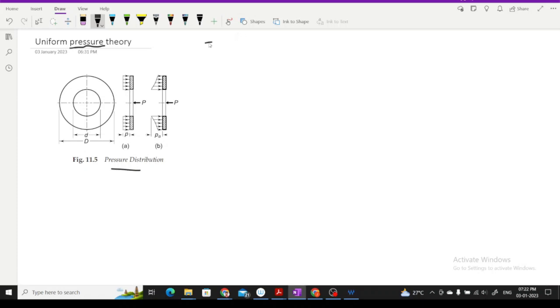Generally for a new clutch, this theory applies. When the clutch is almost new and has just started its function, the force or pressure applied will be the same throughout the area. After some duration or life of the clutch, it is going to be worn out. At that time the uniform wear theory is applied, which is mentioned in this other figure. We will discuss that uniform wear theory also. Here, first let us discuss the uniform pressure theory, which is generally applied for a new clutch.